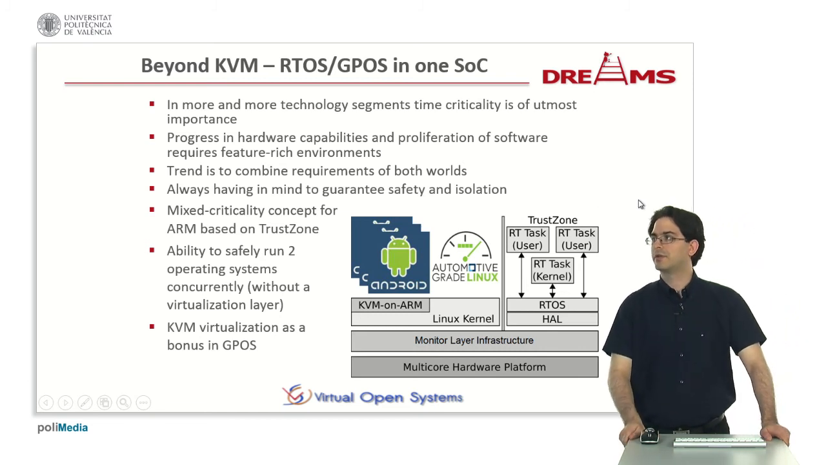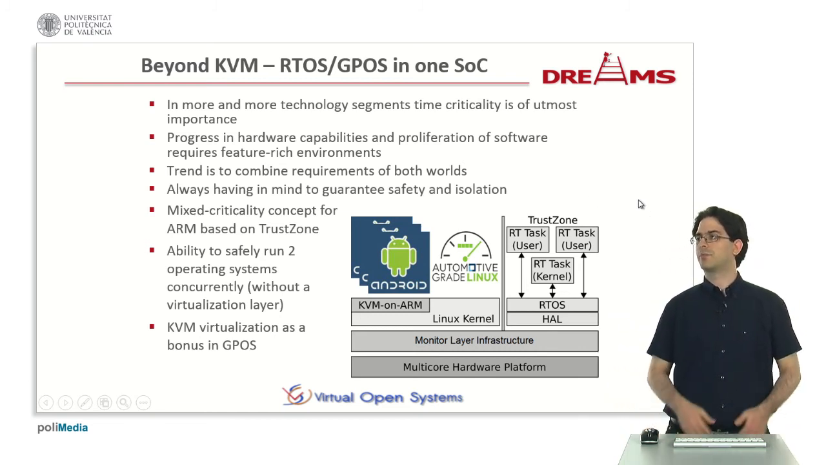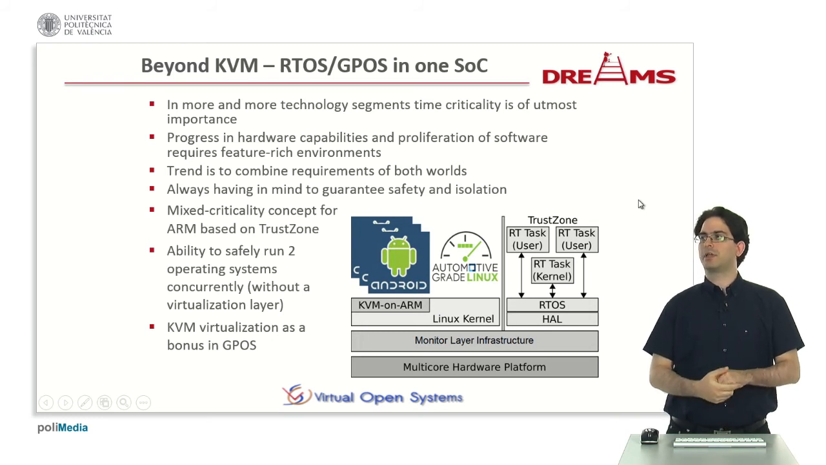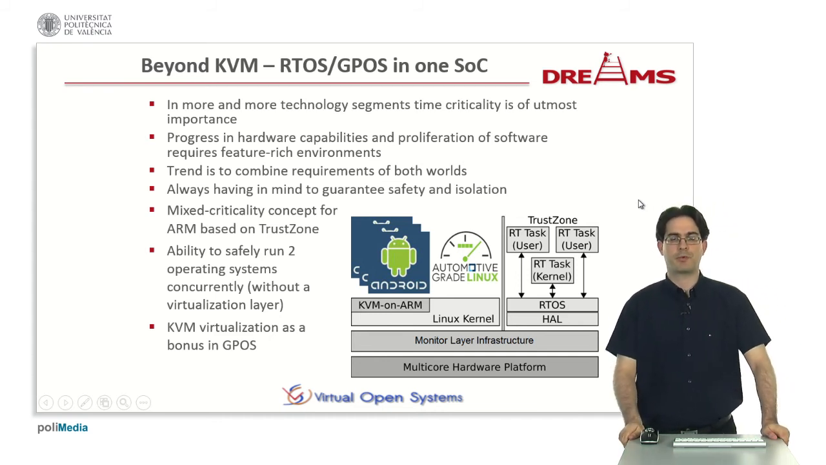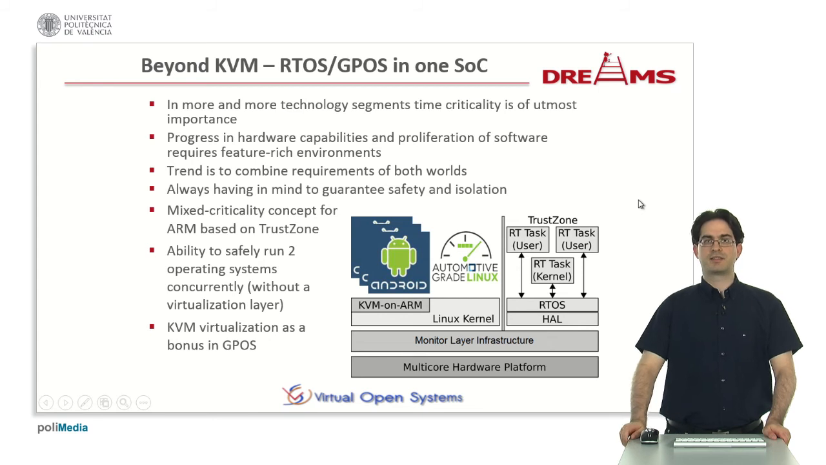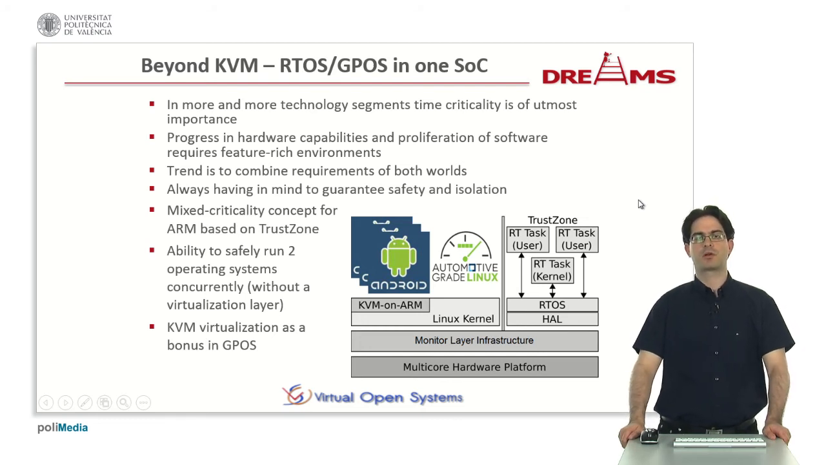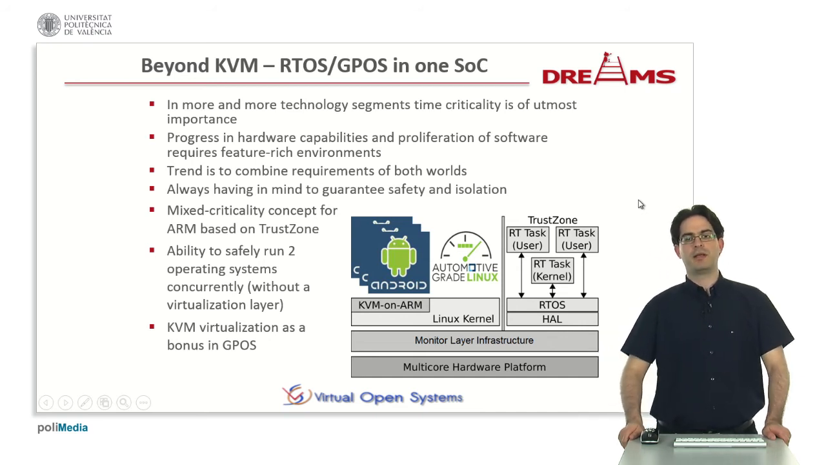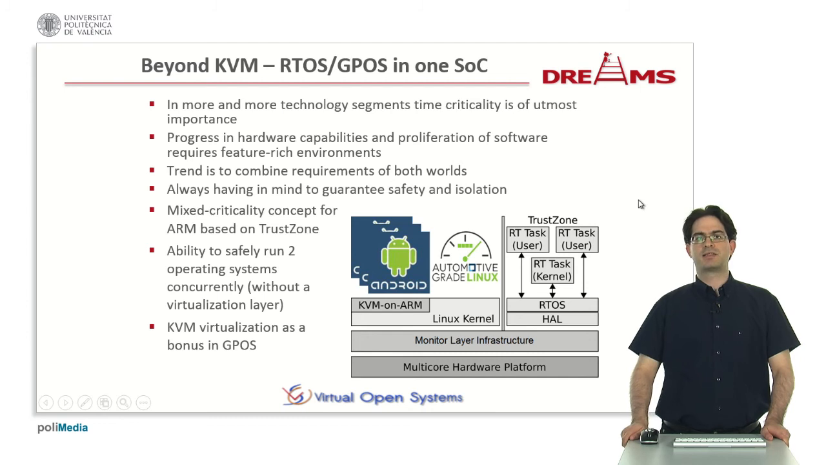As a last thing, to expose a little bit more of our activities at Dreams, beyond KVM, we also have the concept of a real-time operating system and a general-purpose operating system coexisting in the same system on chip. So why is this different from KVM? KVM is complex software, of course. It relies on Linux. It has some issues with real-time guarantees in that it's not preemptive. There are some patches and some work trying to make KVM truly hard real-time, but it's an ongoing process.